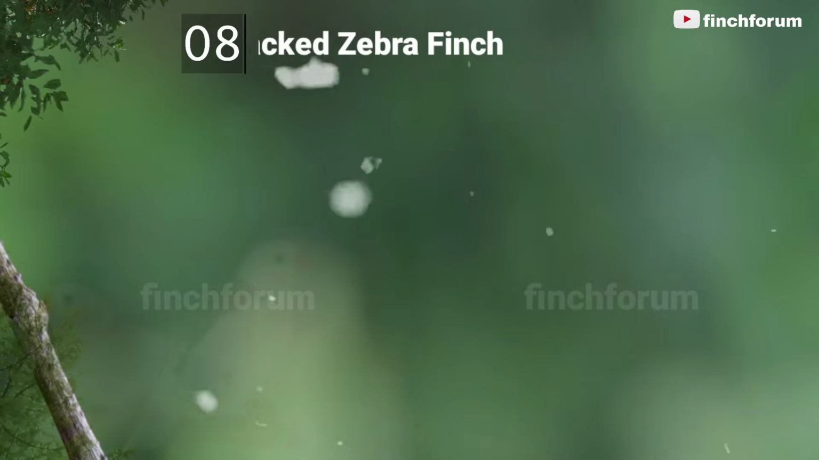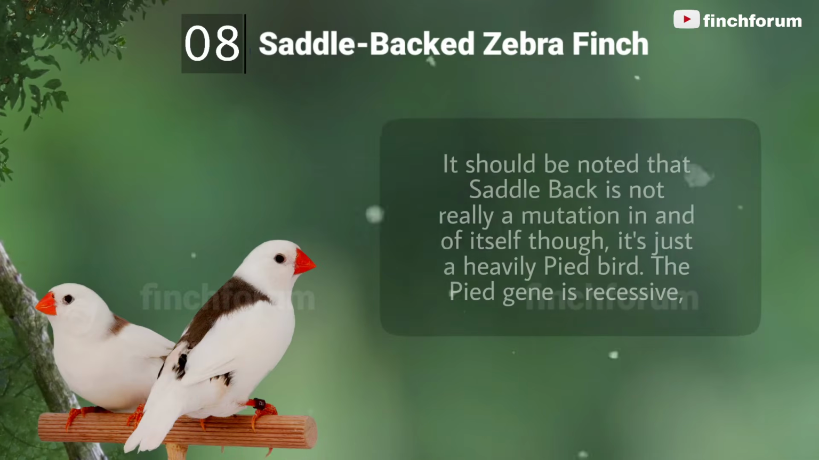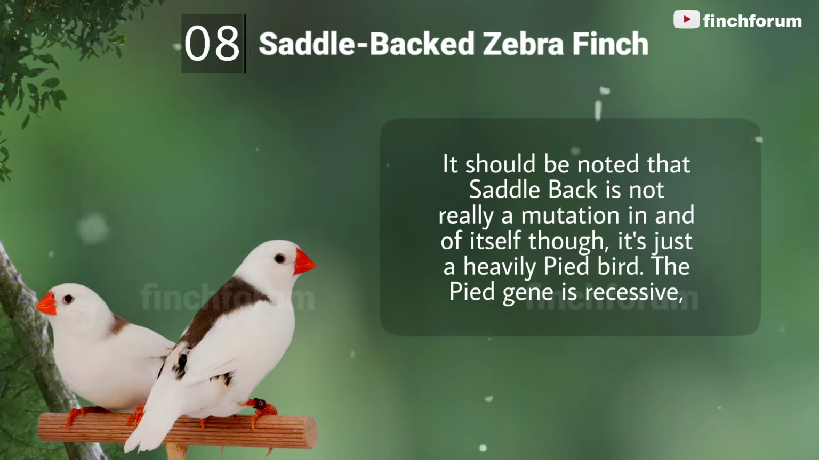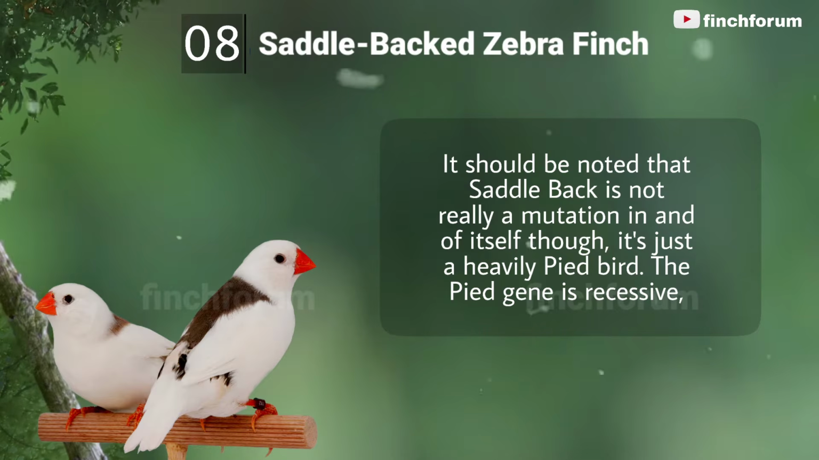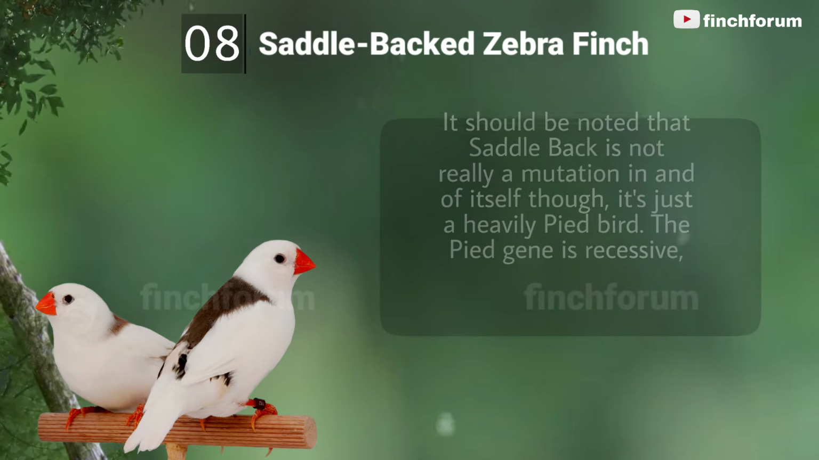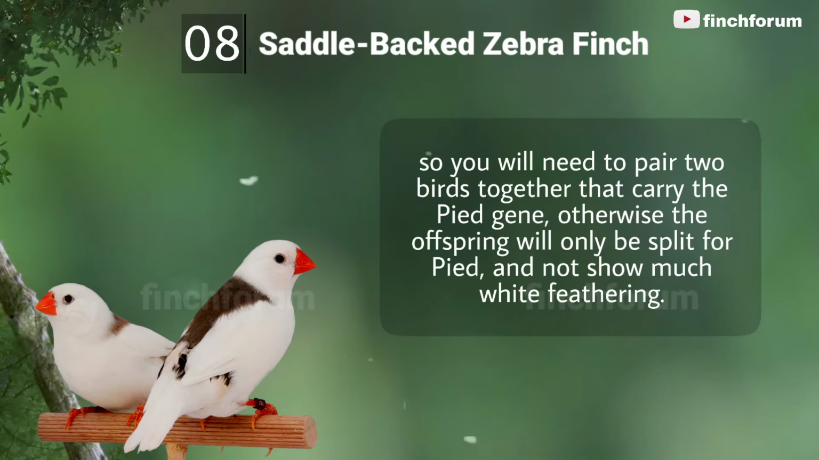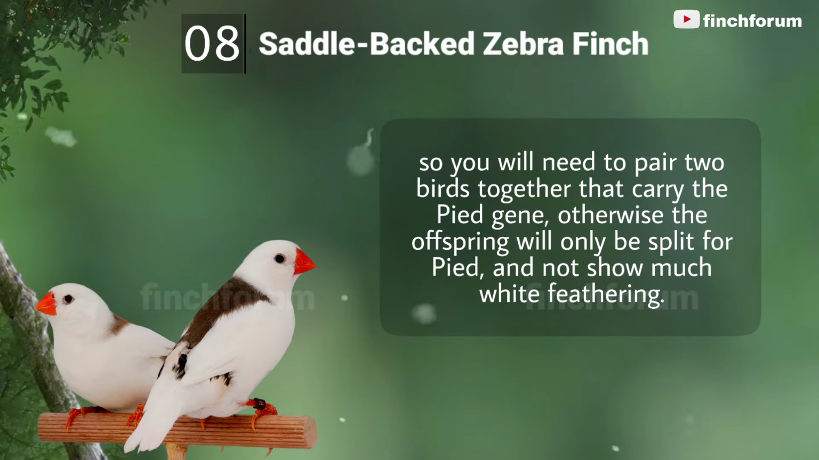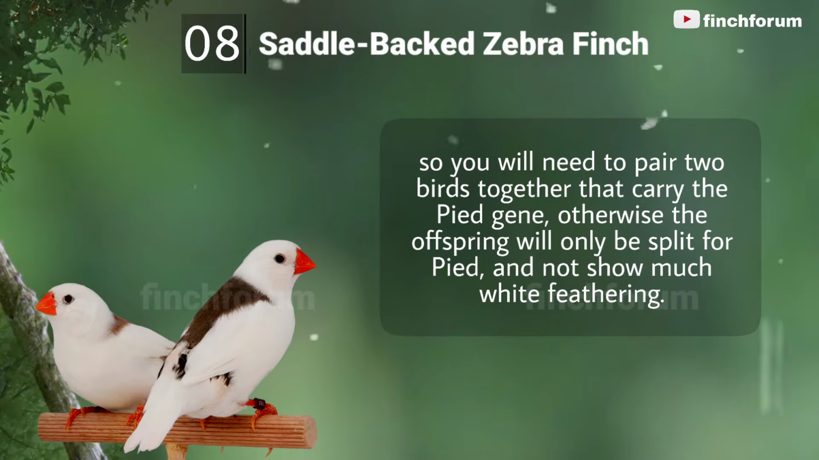Number 8. Saddle-backed. It should be noted that saddleback is not really a mutation in and of itself though, it's just a heavily pied bird. The pied gene is recessive, so you will need to pair two birds together that carry the pied gene, otherwise the offspring will only be split for pied, and not show much white feathering.